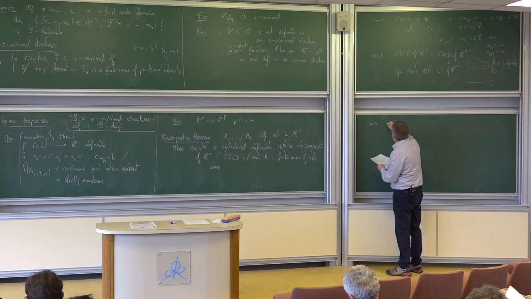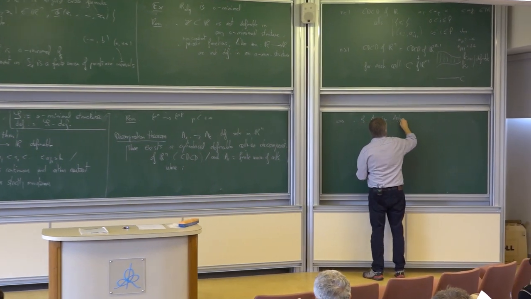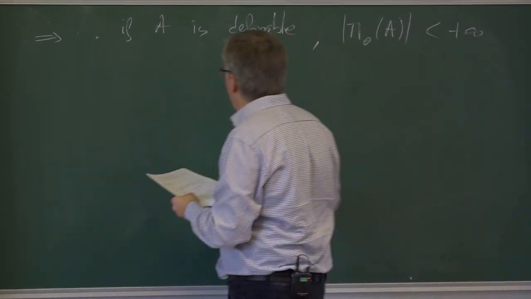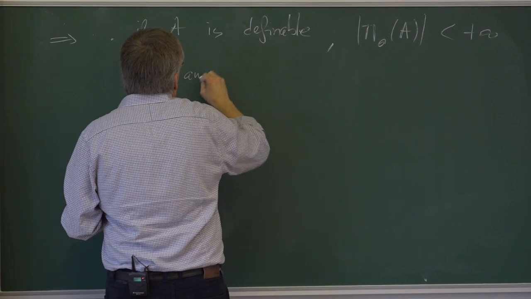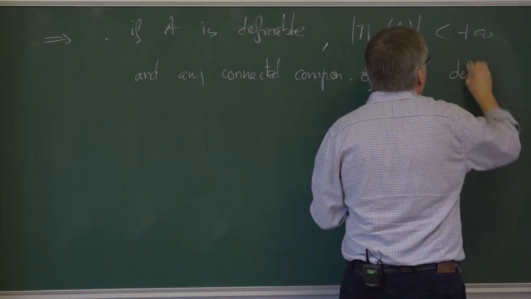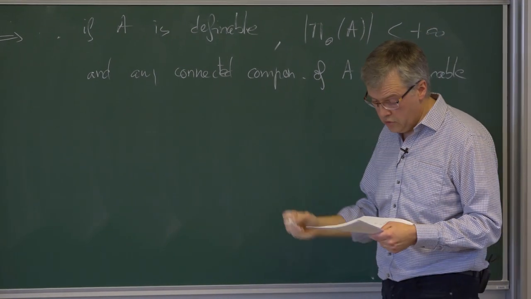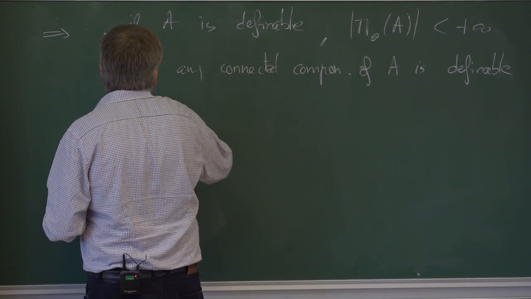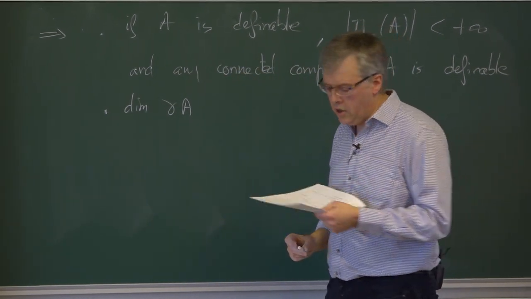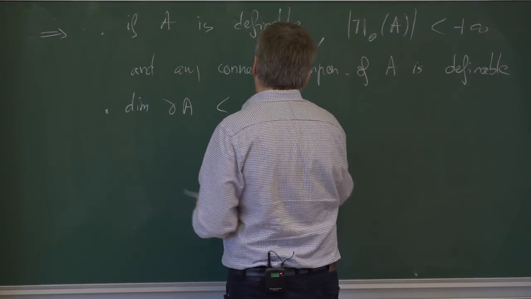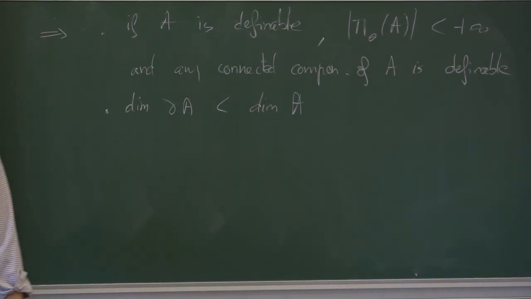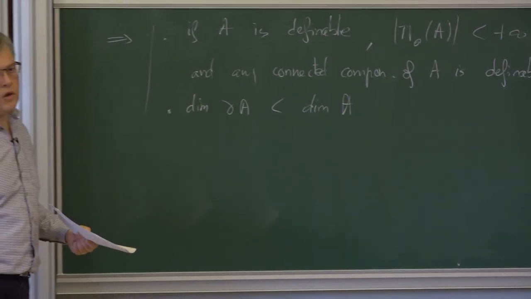So this is not completely proven, but this is true: if A is definable, then the number of connected components is finite. And any connected component of A is definable in the o-minimal structure, because it is also a finite union of the cells. And in the same way, if you define the dimension as the largest dimension of a cell appearing in such a decomposition, then you get that the dimension of the boundary of A is smaller than the dimension of A. Okay. So once you are here, you guess that you have a stratification theorem, and this is true.